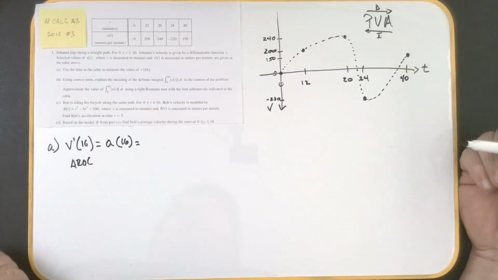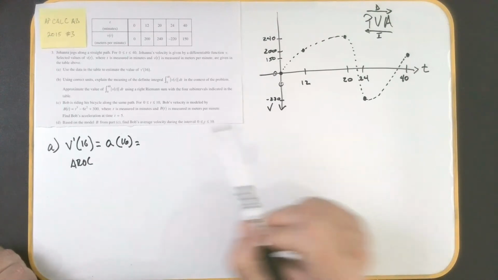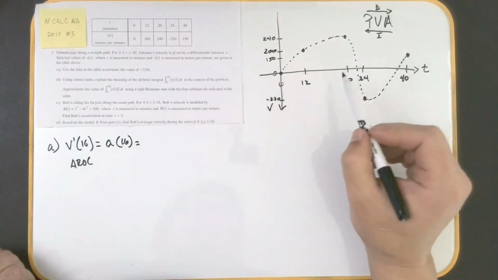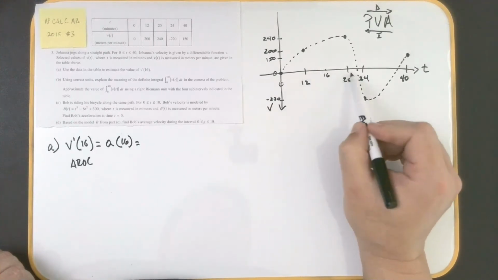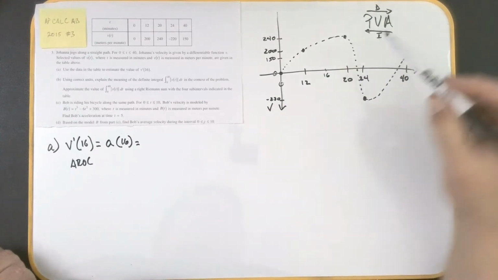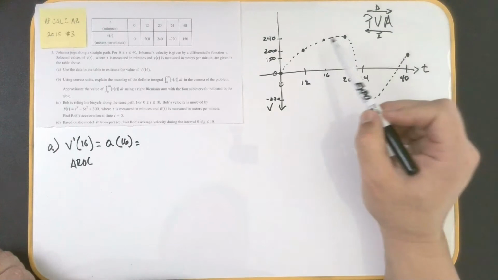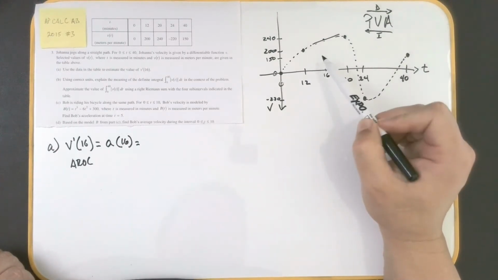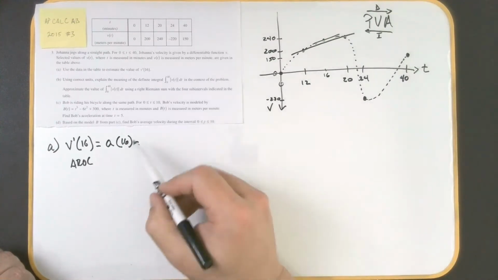Now, whenever you get this kind of question, they always pick a value in the middle of an interval. If you'll notice, they want v prime at 16. Well, 16 is right in the middle of the given values from the table. It's 4 from 12 and 4 from 20. So what they want you to do is approximate the derivative, or the slope of the tangent. We're going to approximate it with the slope of the secant. That's what average rate of change is.